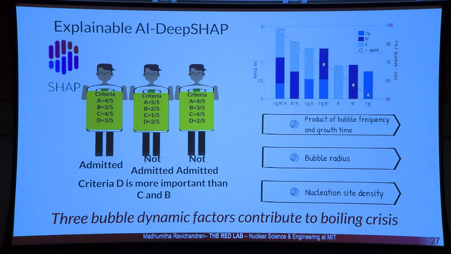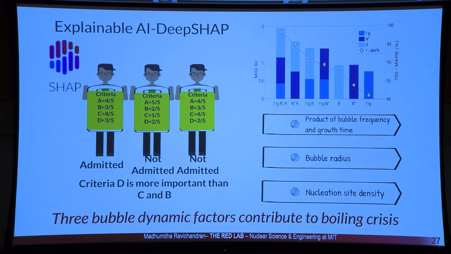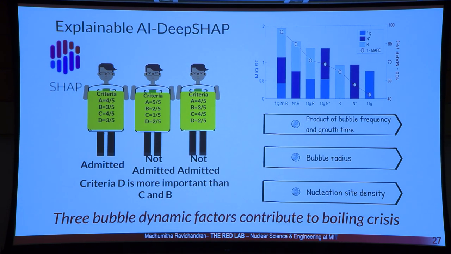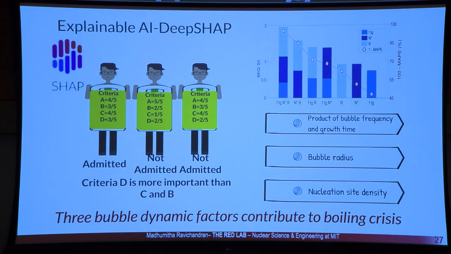So we've used some tools, and I will show the results for DeepSHAP here. To speak about DeepSHAP, I want you all to think about college admissions. We've all been there and we've all seen the admission process. Let's say there's a pool of students and they have similar profiles, but one of them is chosen as opposed to the others. And we have these results now.